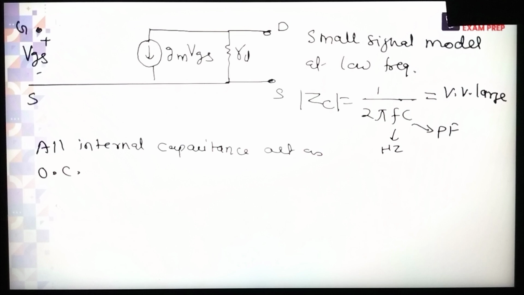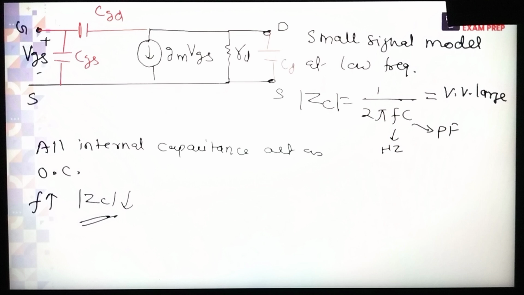Okay, but when we increase the frequency, what will happen? The impedance starts decreasing. Now we have to consider all these impedances at high frequency. What is the change in the high frequency model? In high frequency analysis of MOSFET, we have to consider the capacitors between these terminals. This is called CGD, this is called CGS, and we have to apply Miller's theorem.